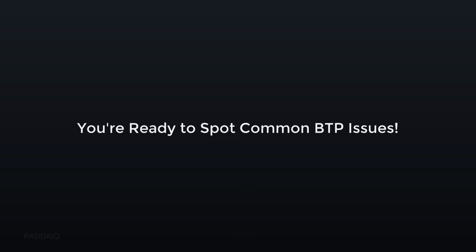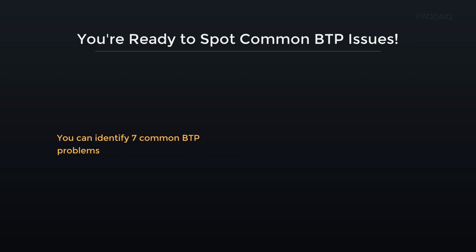You are ready to spot common BTP issues. You can identify 7 common BTP problems. This means you will recognize frequent issues like service binding failures or incorrect authorizations. For instance, an app might crash because a destination in the cloud connector is misconfigured. This foundational skill enables you to troubleshoot effectively and maintain smooth operations.